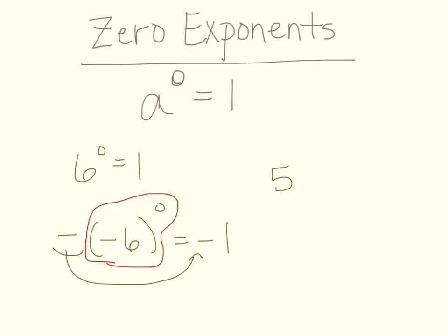Look at this example. 5 to the 0 plus 12 to the 0. Well, that's not 1. This is 1 by itself. The 12 to the 0 is 1 by itself. The answer to this is actually 2. So any separate term raised to the 0 power is 1 by itself.